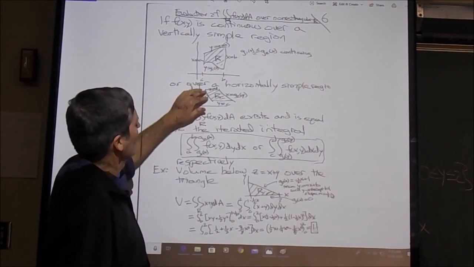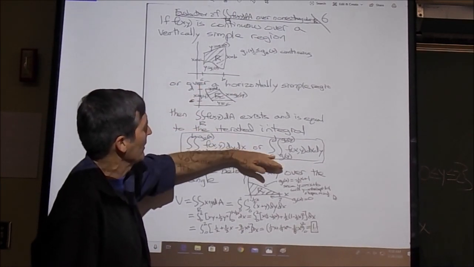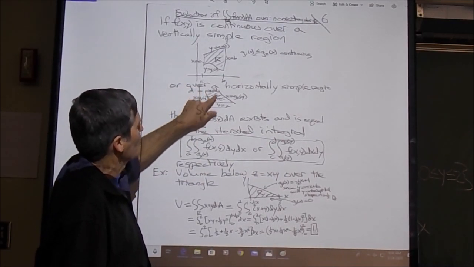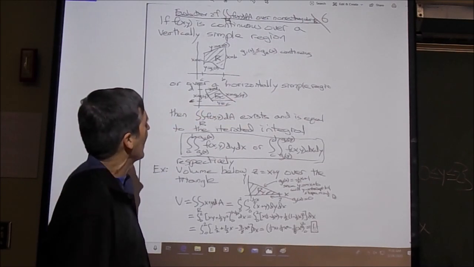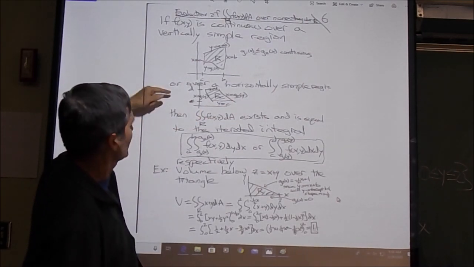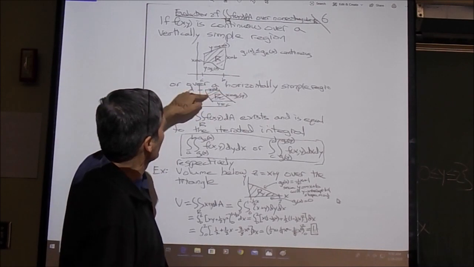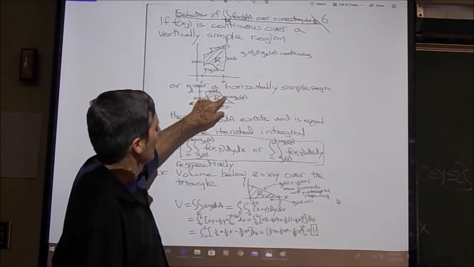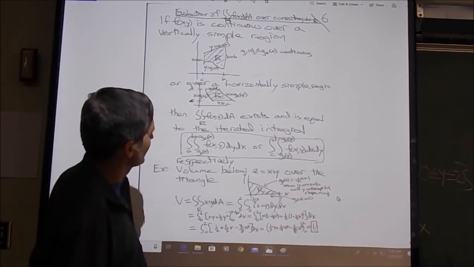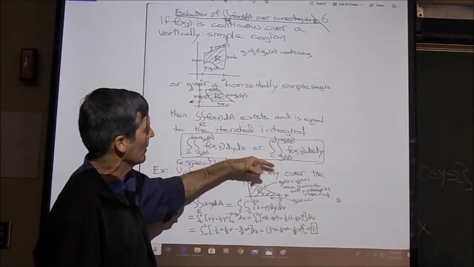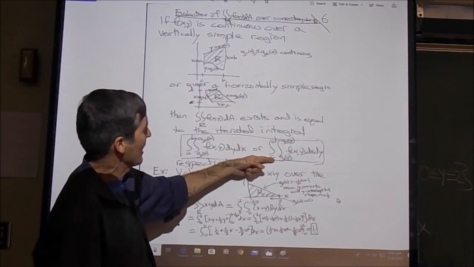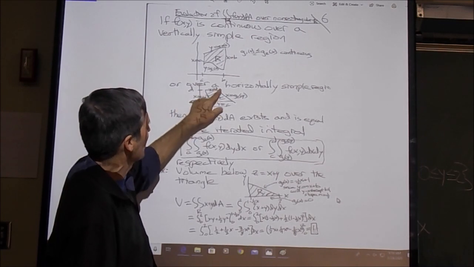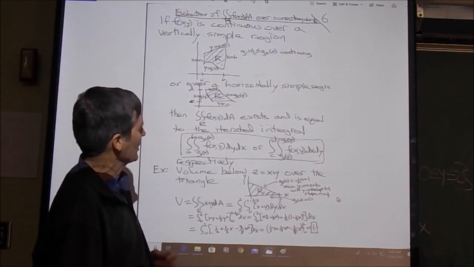Or, if it's a horizontally simple region, y goes from its min to its max, and x goes from a left curve g1 of y to a right curve x equals g2 of y. A good way to figure out which one's on the left and right is just draw a horizontal line. Whichever one it intersects at the smaller x value is on the left, whichever one it intersects at the larger x value is on the right. And so that's how you decide which ones to put in the integral. You let y go from its min to its max, c to d, and x goes between variable functions of y, g1 of y and g2 of y.